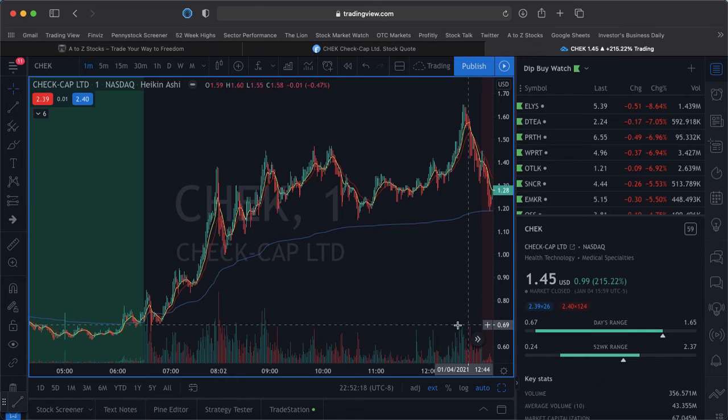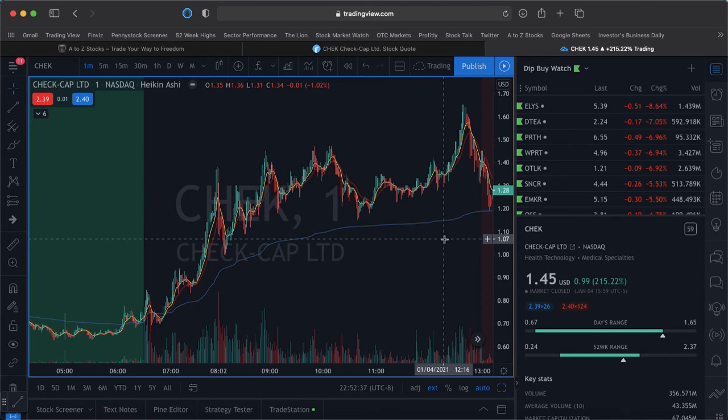And then, of course, you have chart indicators, right? So you have exponential or simple moving averages. You have the VWAP, which is the volume weighted average price. These are all things you should be very familiar with, look them up, and be intimately familiar with before you even begin to trade.